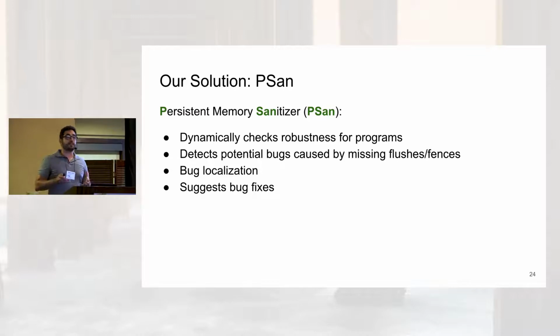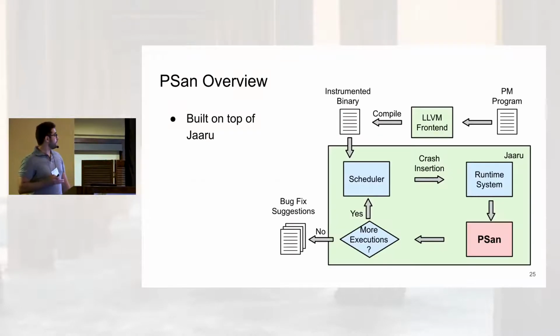It reports violations that are caused by missing flushes and fences. Basically, PSan can help developers to understand where flushes and fences are missing in the program and how they can actually fix it. PSan is built on top of Jaru, the underlying model checker.